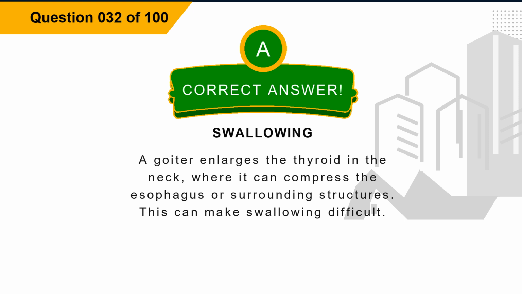Explanation: a goiter enlarges the thyroid in the neck, where it can compress the esophagus or surrounding structures. This can make swallowing difficult.